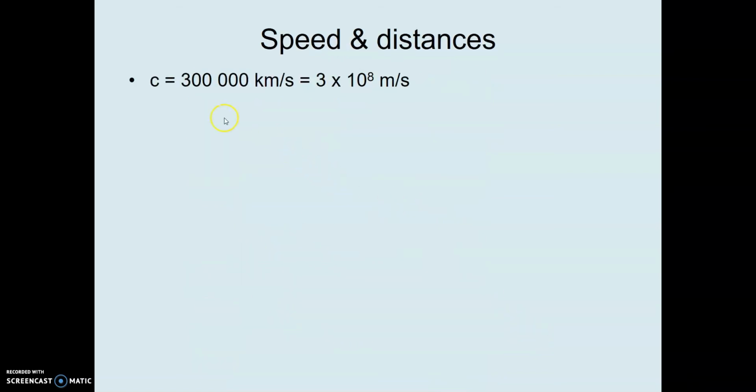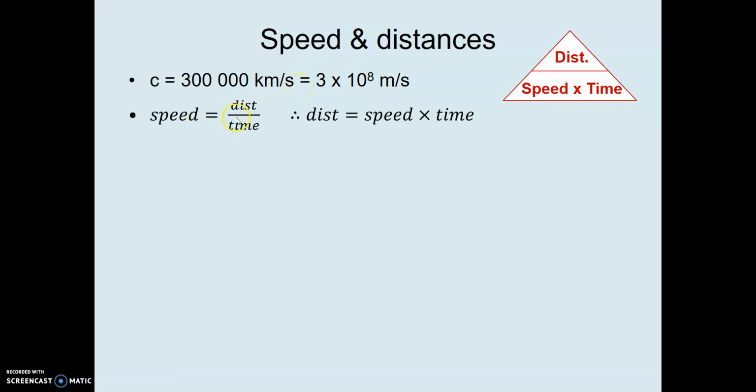Speed of light. Well, speed of light is very, very fast. 3 times 10 to the 8 meters per second. In terms of kilometers, it's 300,000 kilometers per second. So if light could travel around corners, it would go 10 times round the Earth in 1 second.